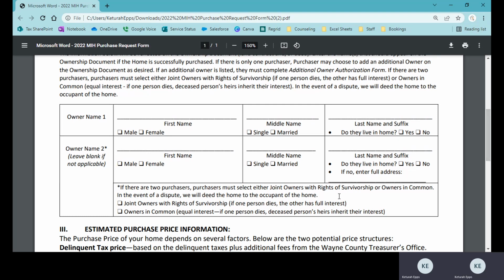Then this is really important here in the bottom section. So if there are two purchasers, purchasers must select either joint owners with rights of survivorship or owners in common. So a joint owner with rights of survivorship means if one person dies, the other person gains full interest in the house. So if one person dies, then the person who is living will have full ownership of that home. Owners in common deals with equal interest. So if one person dies, then their heirs will inherit their interest in that property.